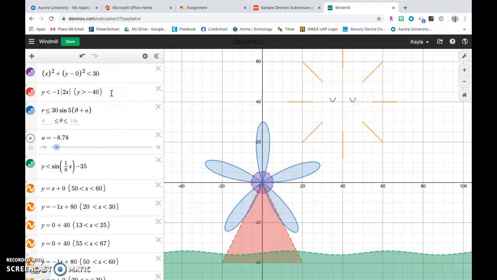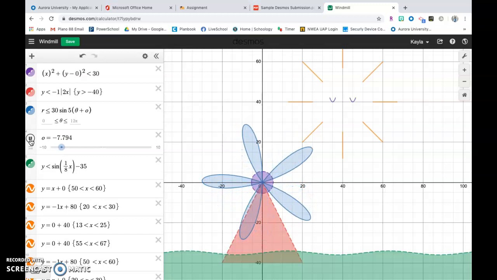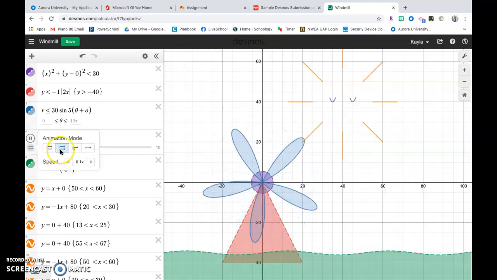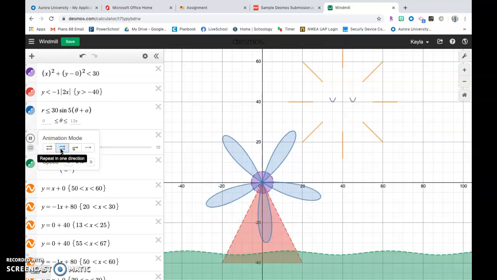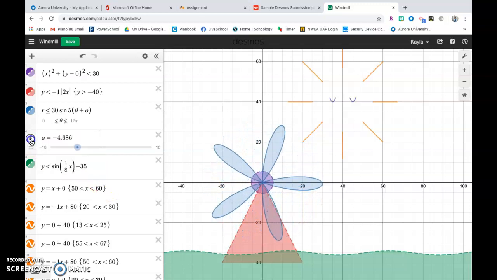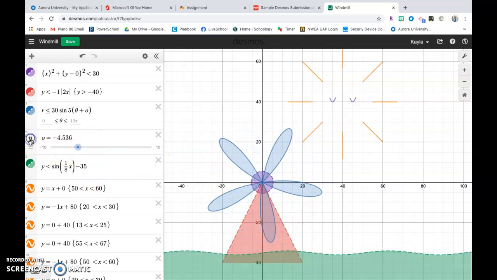Then we have the base of the windmill. Then I used the sine feature to create the waves of the wind or the blades of the windmill, and so that is a functioning slider. So I went ahead and changed it so that it only moves forward, so it's not bouncing back and forth, and I slowed it down to make it look more natural.